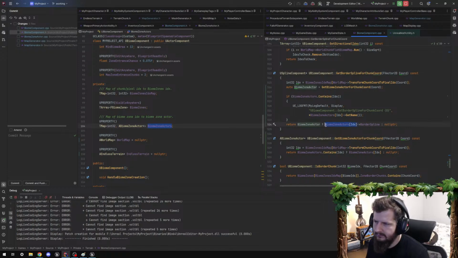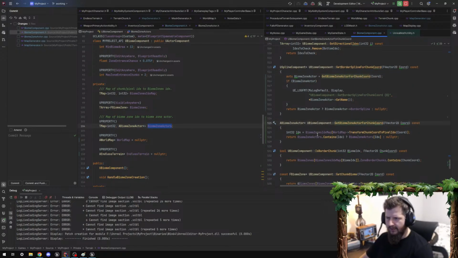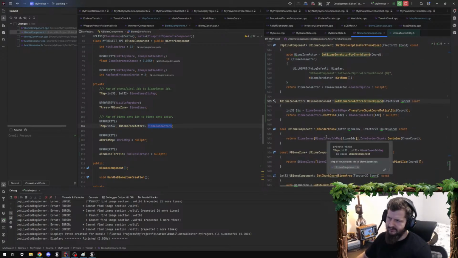Do that refactor real quick here. Okay, get rid of that. Okay, so what's wrong with this? Why can't I get the proper biome zone actor for the right chunk? Oh, because I'm getting the index of this chunk. Pixel index to biome zone index.